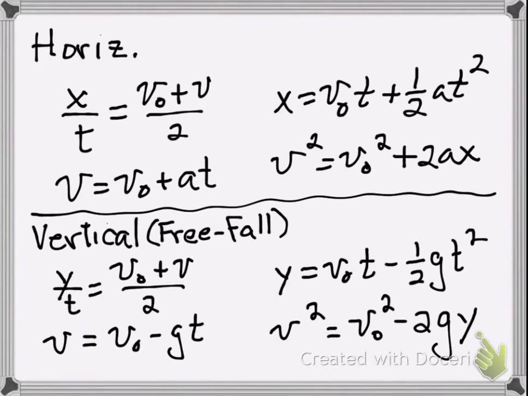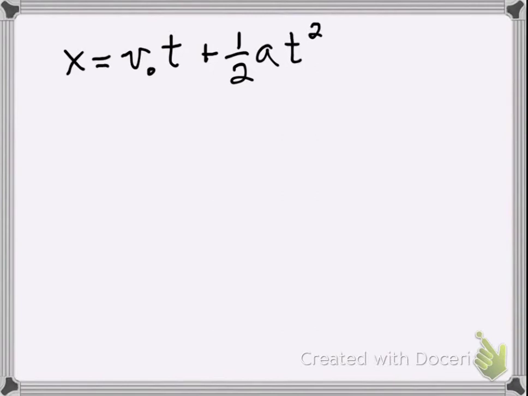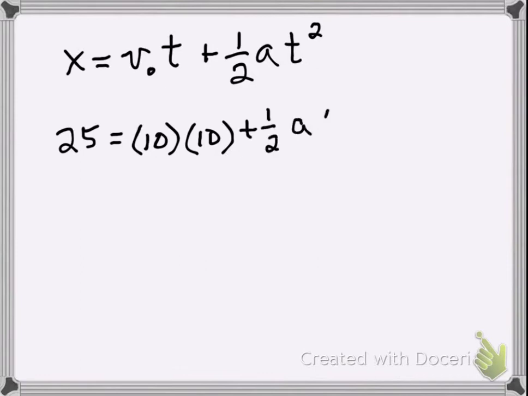And my screen is frozen again. So I'm just going to go to the next slide and write down that equation. x is equal to v sub 0 times t plus 1/2 a t squared. And we will insert our numbers. Now we know that x is 25. We know that v sub 0 is 10. We also know that t is 10. We don't know what a is, but we know again that t is 10.